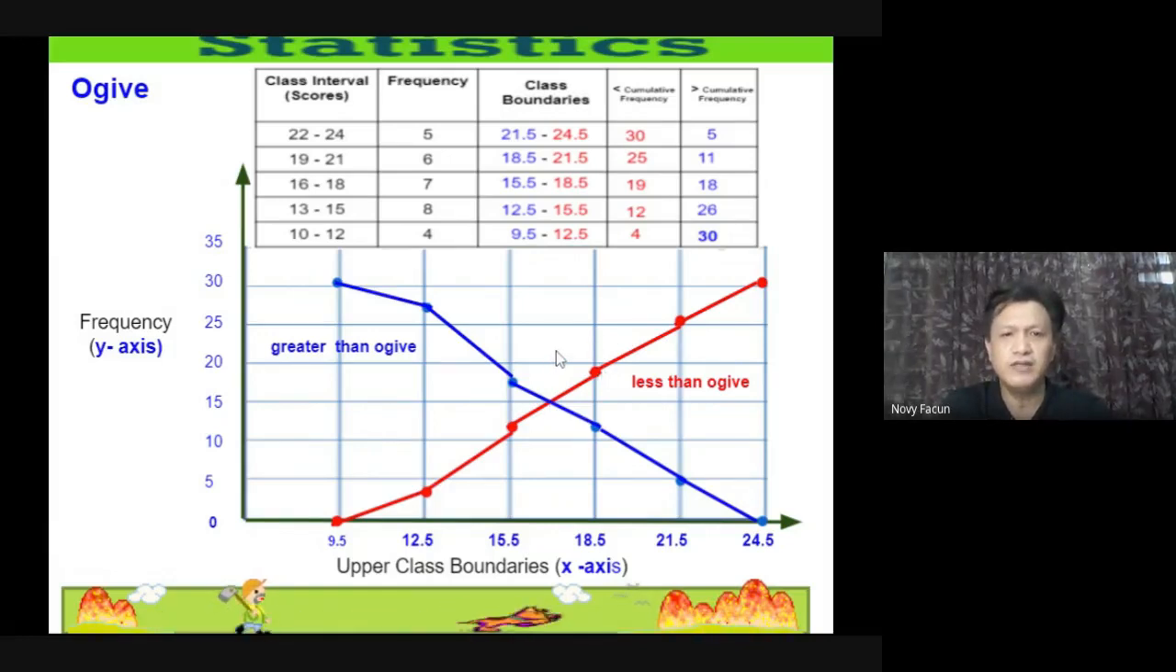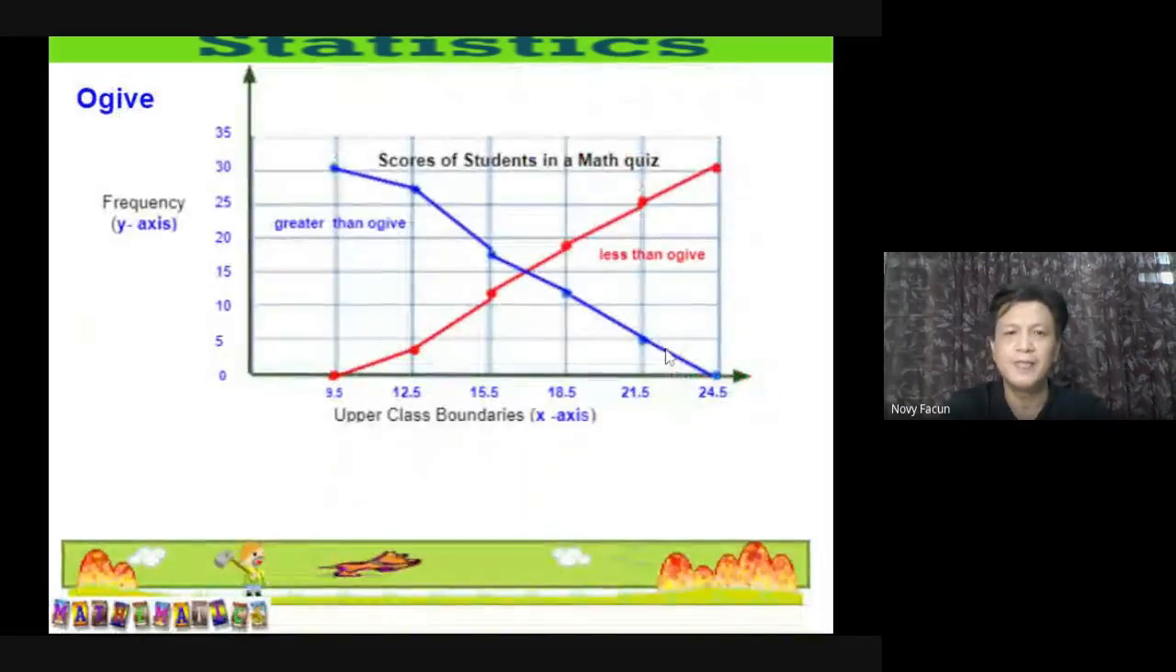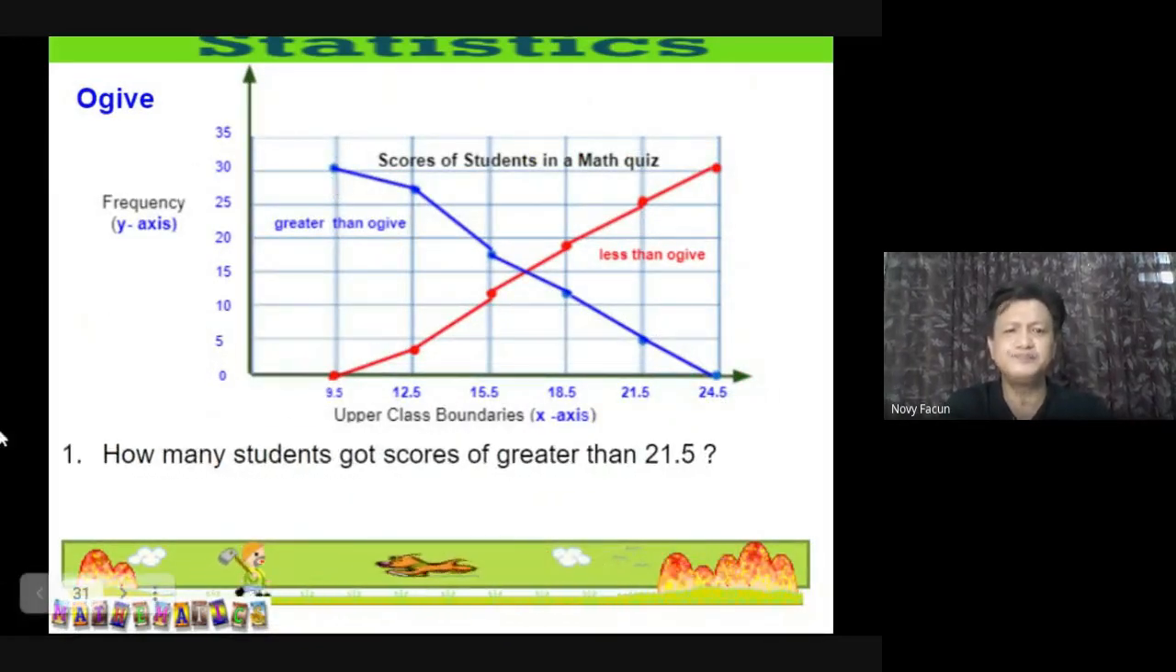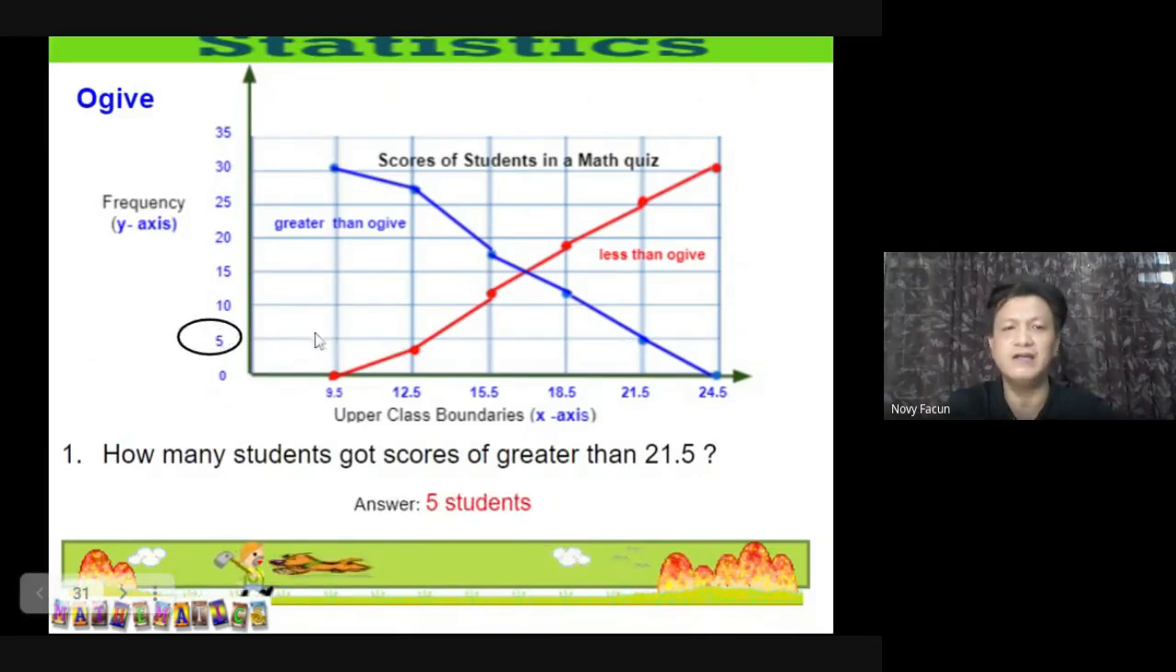Okay. So with that, we can now interpret, no? Okay, but don't forget the title is Scores of Students in a Math Quiz. Okay, then we can now answer, no? The question, how many students got the scores of greater than 21.5? Okay, kung greater than, titingin tayo doon sa blue. 21.5, ito siya. Meaning to say, tignan mo doon sa frequency, that is 5. Kaya 5 yung sagot natin.